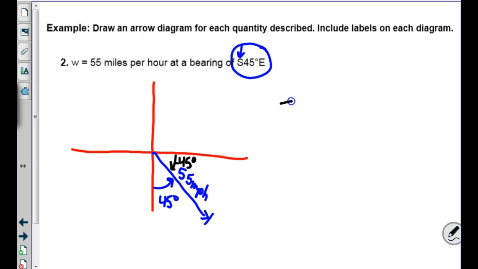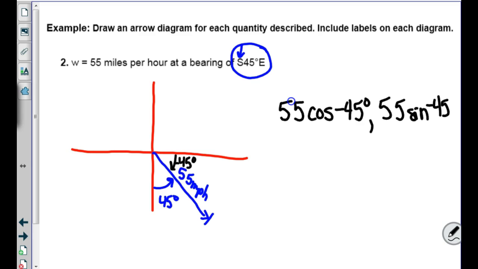So we're going to use 55 cosine of negative 45 degrees and 55 sine of negative 45 degrees to find those components. If you only want the length, you could use positive 45, but that won't indicate the direction, as in that it's going down. So the cosine should be positive.